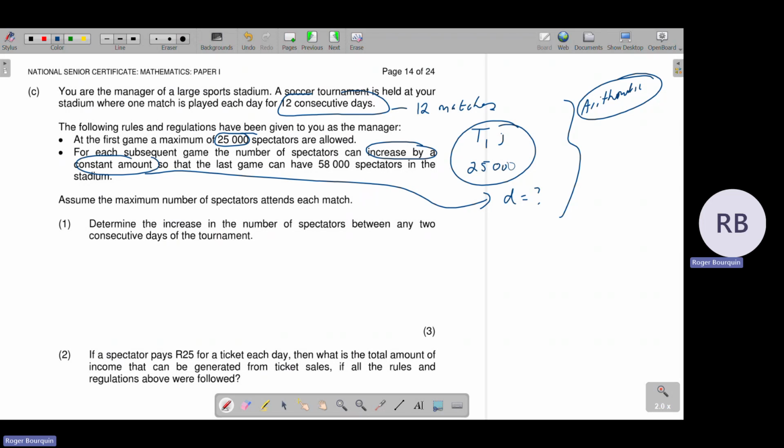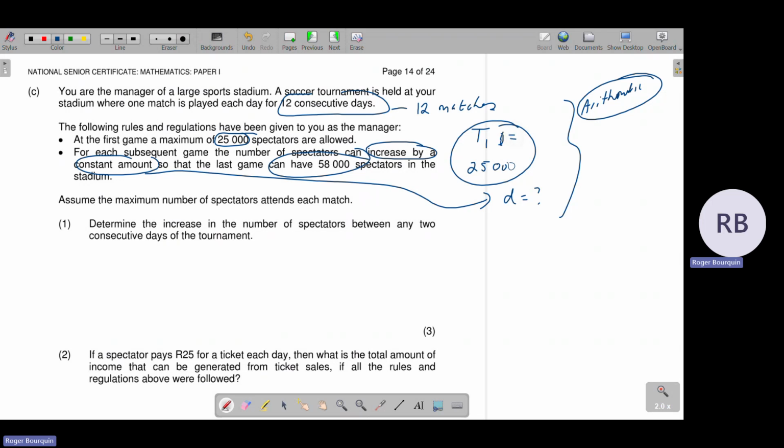Then they say the last game can have 58,000 spectators. Is that SN or TN? Is it all the spectators added together, or the number of spectators in the last game? The number of spectators in the last game. If they said all the spectators must add up to 58,000, then that would be SN. So always check, is it TN or SN? This is going to be TN, right? Because it's an individual game.